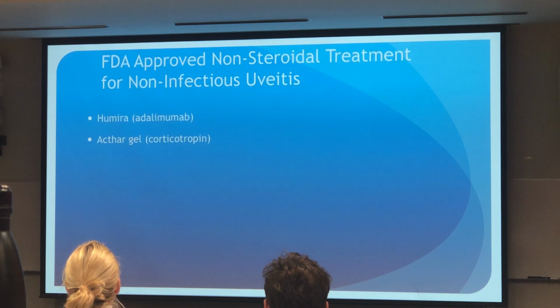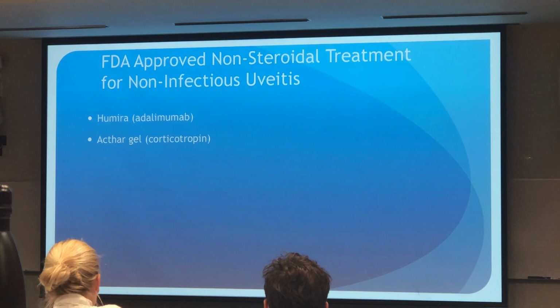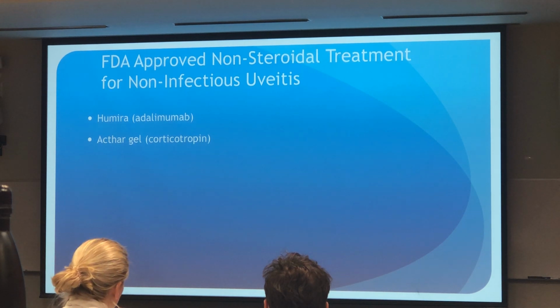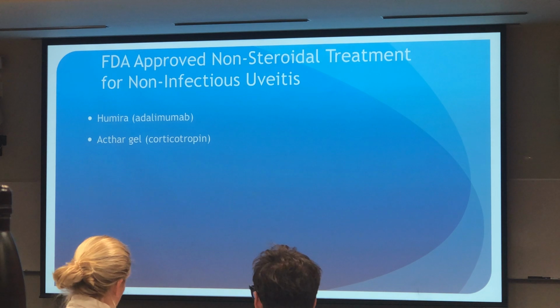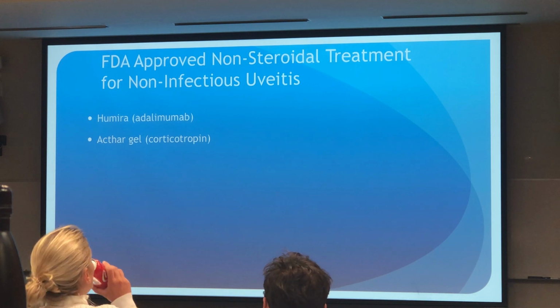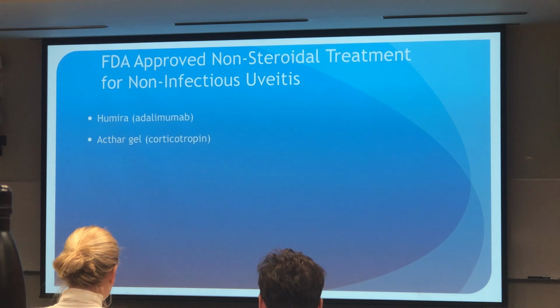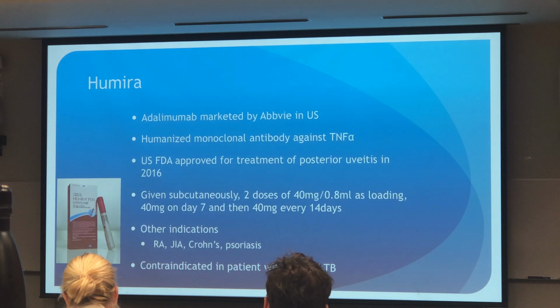In the US, the two FDA-approved non-steroidal treatments are Humira and Acthar Gel. That's it. Methotrexate is not, mycophenolate is not, cyclosporin is not. That's a completely separate topic: what does it take to get FDA approval and what does it mean to have FDA approval? That's a whole separate category. But for now, this is what we have FDA approved in the US.